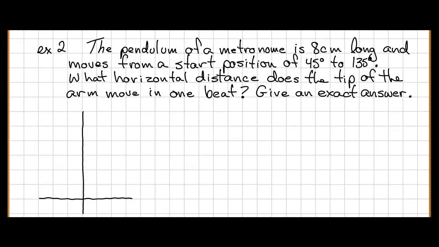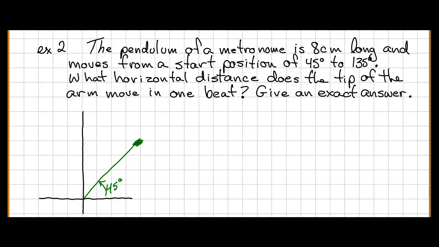Now, we mentioned at the beginning that we'd be focusing also on solving problems using trig ratios. So here's an example of a problem. The pendulum of a metronome. A metronome's that machine that you use at piano that goes tick, tick, tick, tick, helps you keep a beat. So the pendulum is 8 centimeters long and moves from a start position of 45 degrees to the other side of 135 degrees. What horizontal distance does the tip of the arm move in one beat? And give an exact answer.